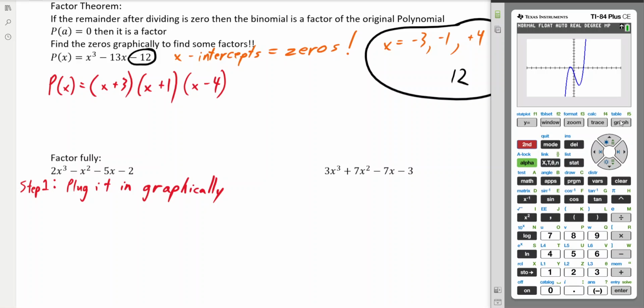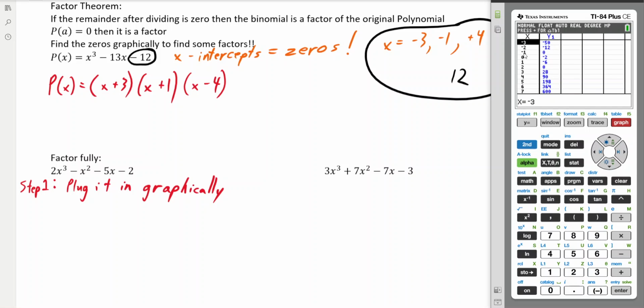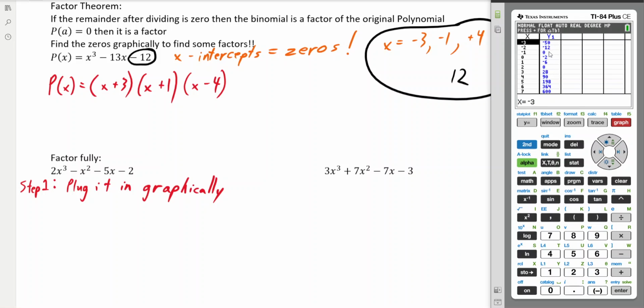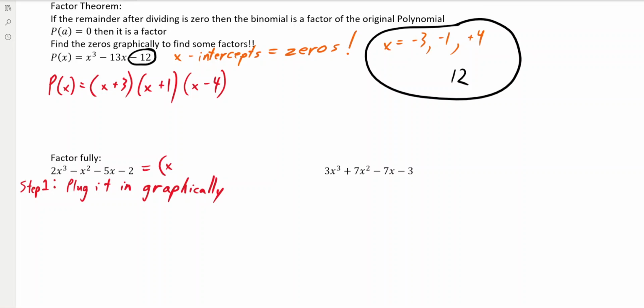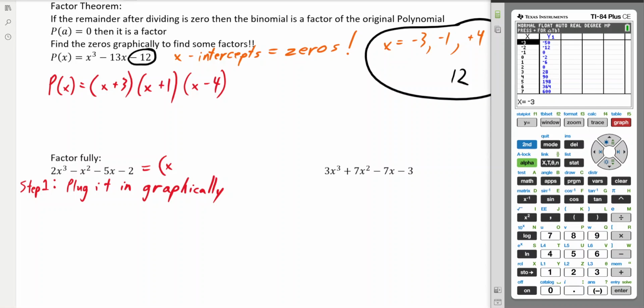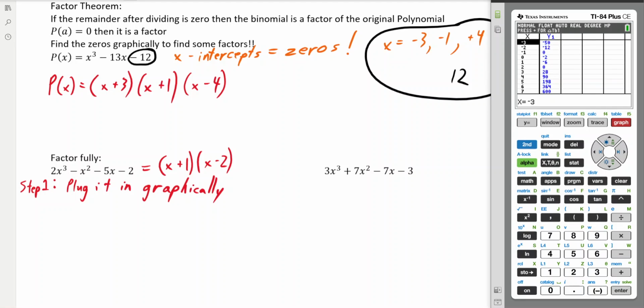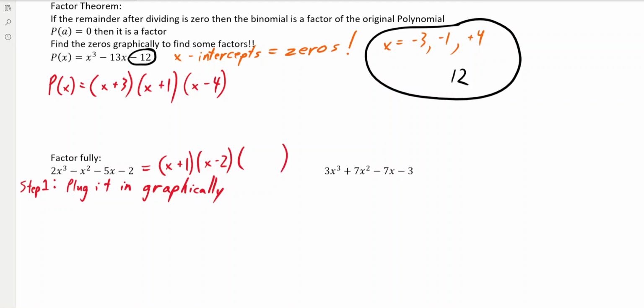So now if we go to the table, so second function table, just using whole numbers. So if you don't remember how to do that, second function window or table set, I make this number here a 1. So anyways, now I can see that we have 2. So we know that, first of all, we have x plus 1 and x minus 2. Okay, so we have those two values in here, but we know there's going to be another term. We don't know what that is exactly, but we know there's going to be another term.